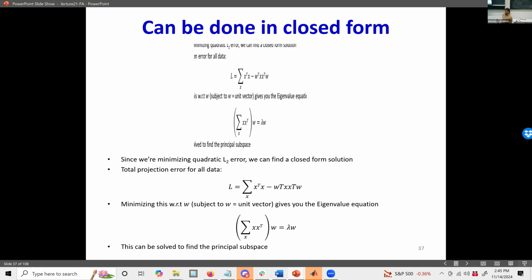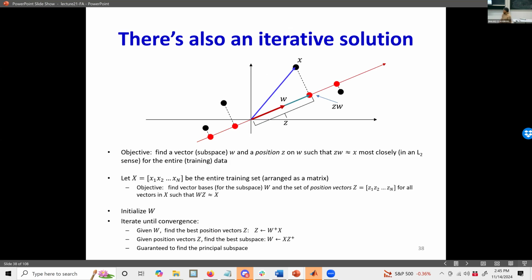You ended up with an eigenvalue equation that we solved, right? Is this the only way to solve principal component analysis, or can we do something else? So here's what we can do, right? There's an iterative solution. And the iterative solution is this.